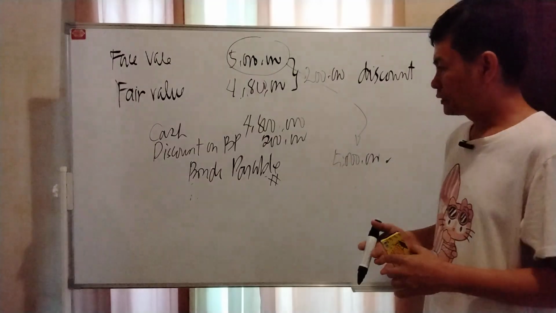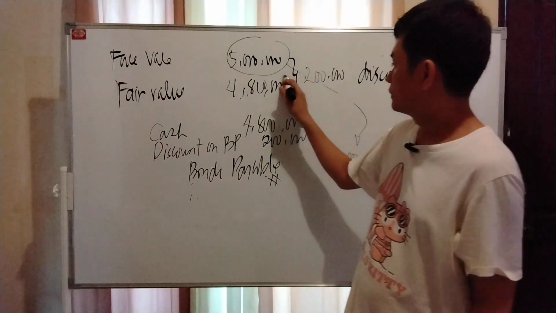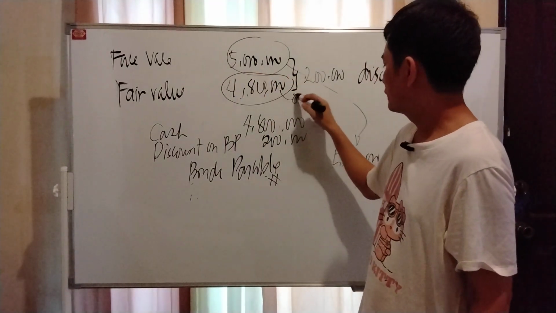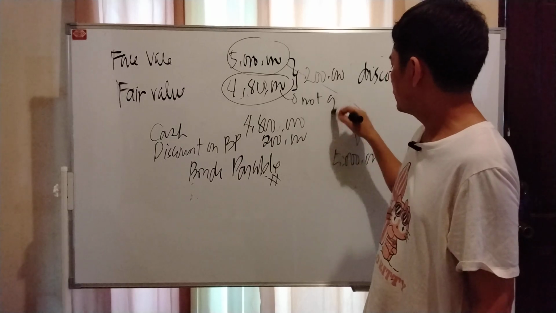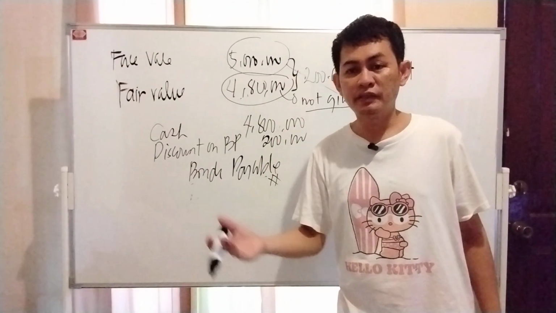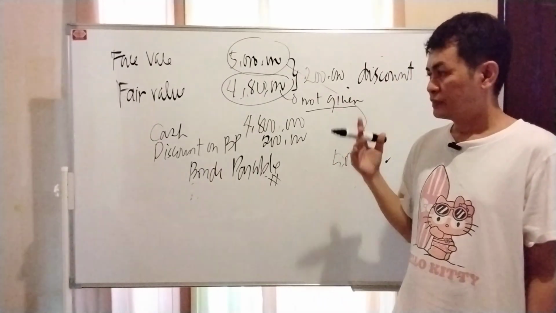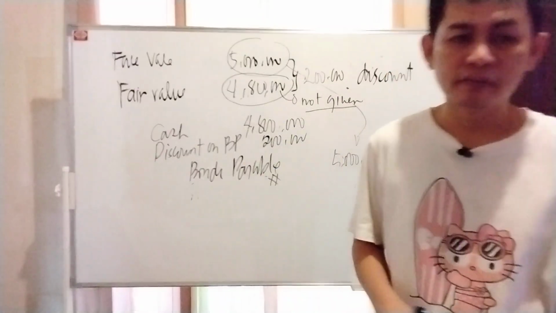Now, in the next video, we're going to discuss what if this fair market value is not given. Is there any way to compute the present value using the other data that we can have from the problem? The answer, of course, we will see in the next video.